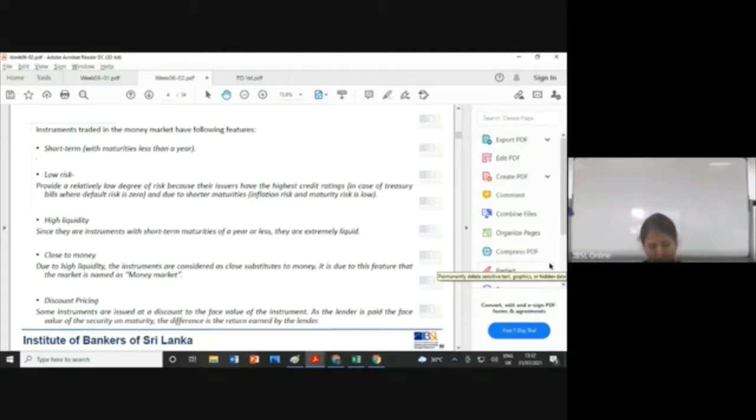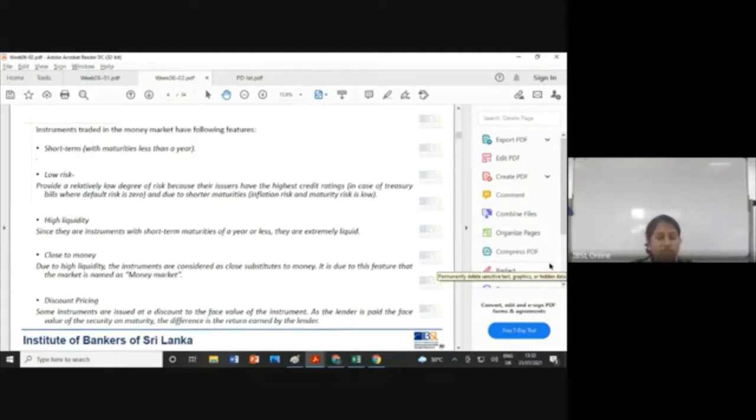Because these are high in liquidity, the instruments are considered close to money. That's why this market got the name money market. The instruments traded here are of such high liquidity that they can be quickly converted into cash, so they are treated very close to money.